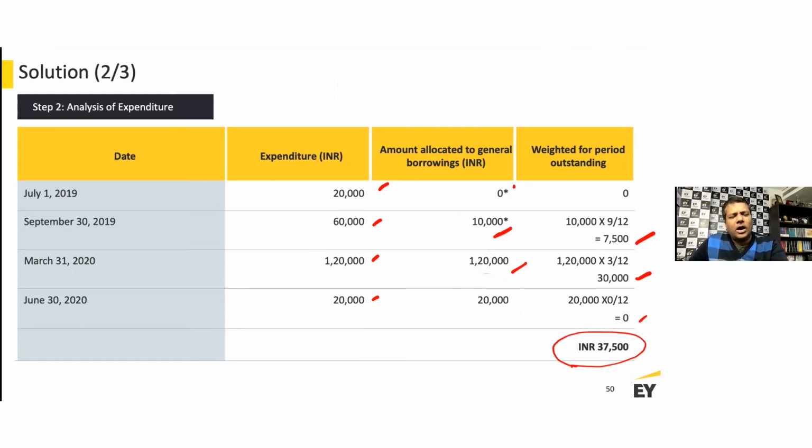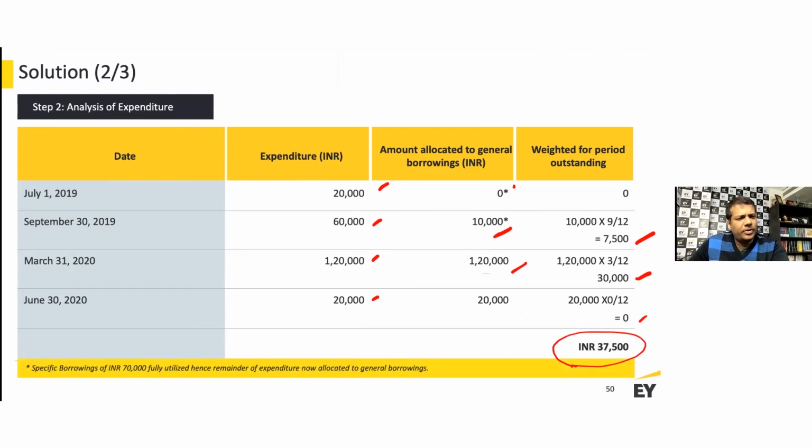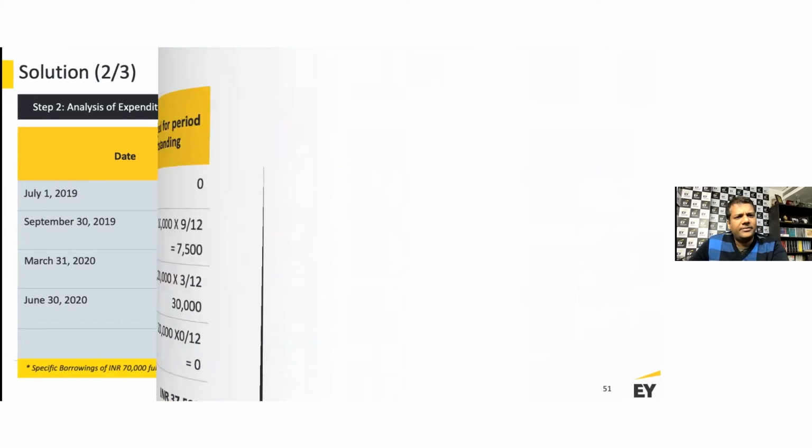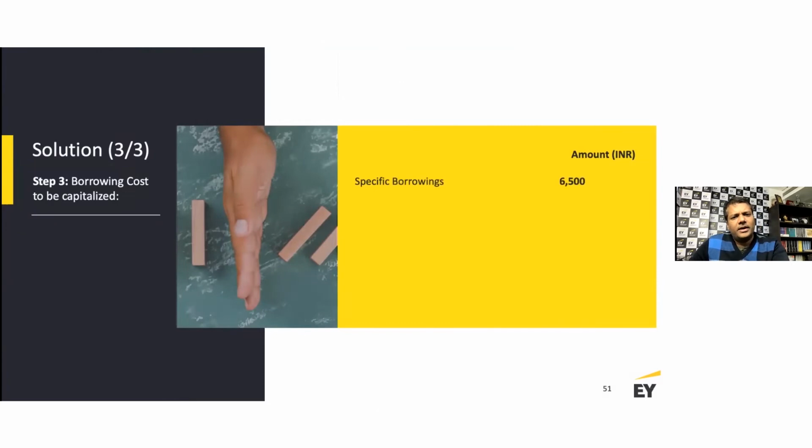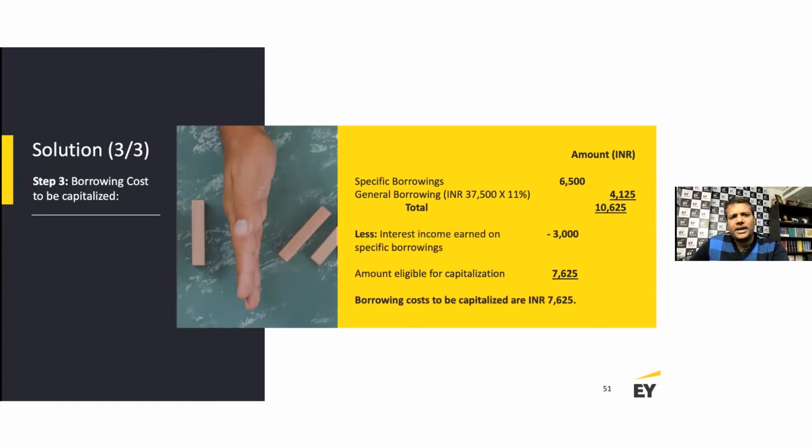Now I'm going to compute the total interest cost. I have the specific borrowing, which is fully utilized. So I have the interest cost expense: on specific borrowing, we paid interest of 6,500. On the general borrowing, 37,500 into 11%. My total is 10,625. And I'm also going to reduce the interest income on specific borrowing, which is 3,000. So my actual interest eligible for capitalization here is 7,625.